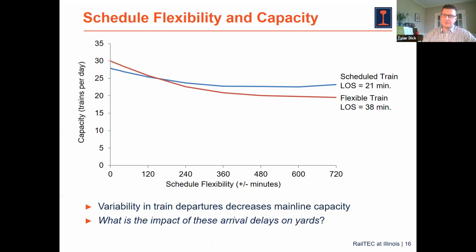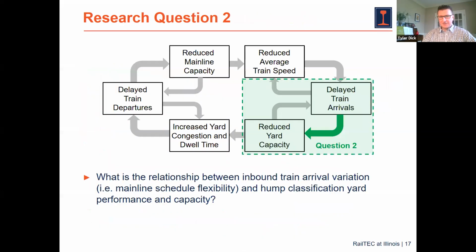The next research question is, what is the impact of these arrival delays, of this additional train delay, on our yards and terminals? That goes to our second research question. Looking at the other portion of our network efficiency cycle, if we have delayed train arrivals, what does that do to the performance of our classification yards?